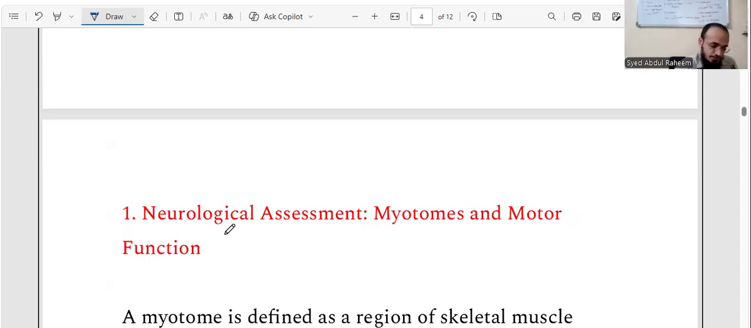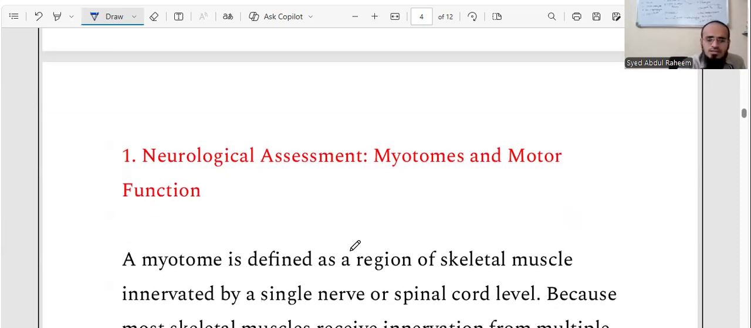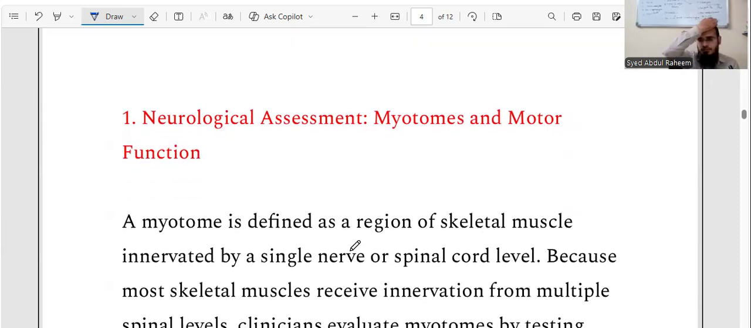Neurological assessment and myotomes and motor function. So a person comes to your clinic with neck pain. Okay, neck pain, and he's telling four to five symptoms. He's telling, I have pain here. Whenever I am lifting the head, I am getting pain here first.